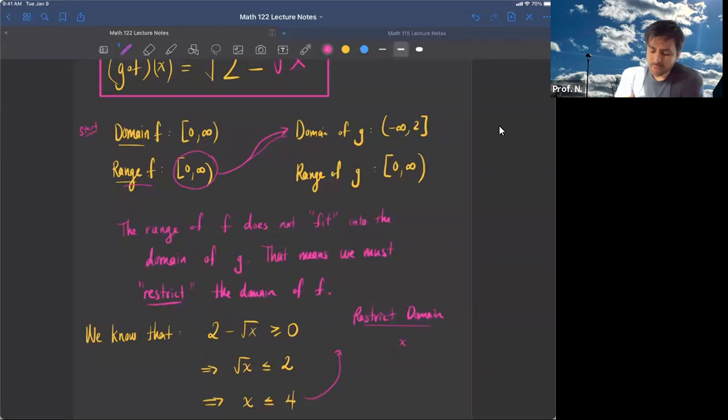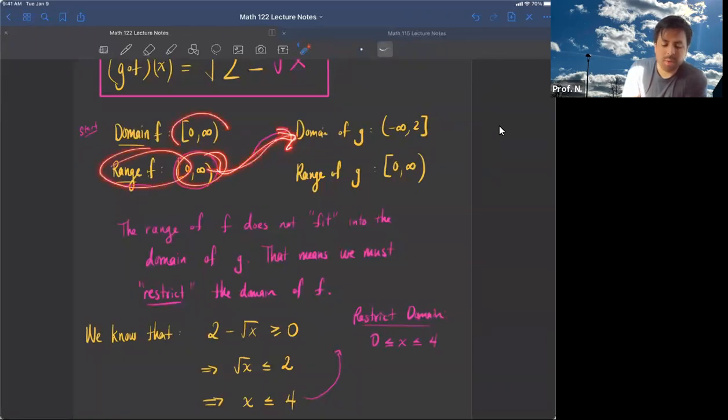All my x values must be less than or equal to 4, but at the same time must be greater than or equal to 0, because that's what we had in the beginning. It must be greater than or equal to 0, but we have to restrict it because this range does not fit into g of x. So we have to compare what happens.